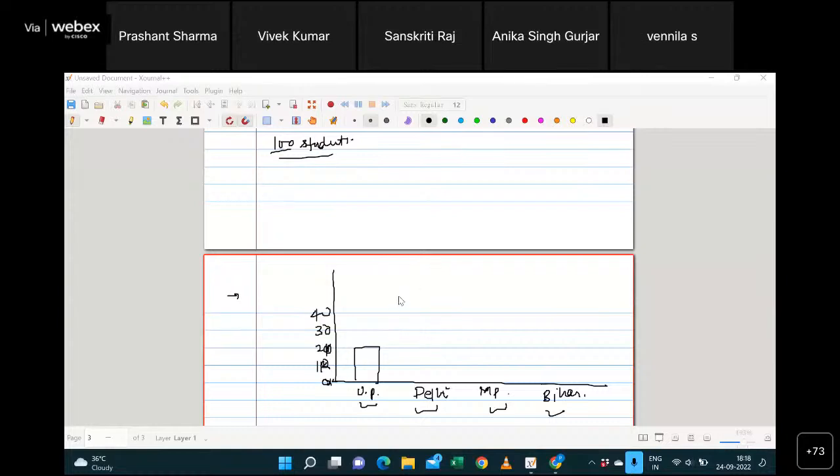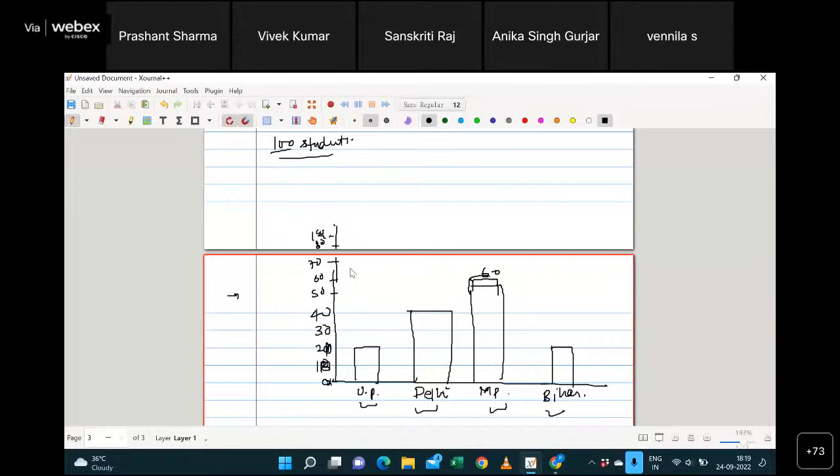Please keep on. So suppose this is 30, this is 50, this is 60, similarly 70, 80, 90, up to 100. Suppose from Delhi there are 40 students, from MP there are 50 students. From Bihar, suppose there are 20 students. Suppose UP is 50, then 40, 90, 20 makes 110, and again 20 makes 130. Suppose 130 students are there, okay?